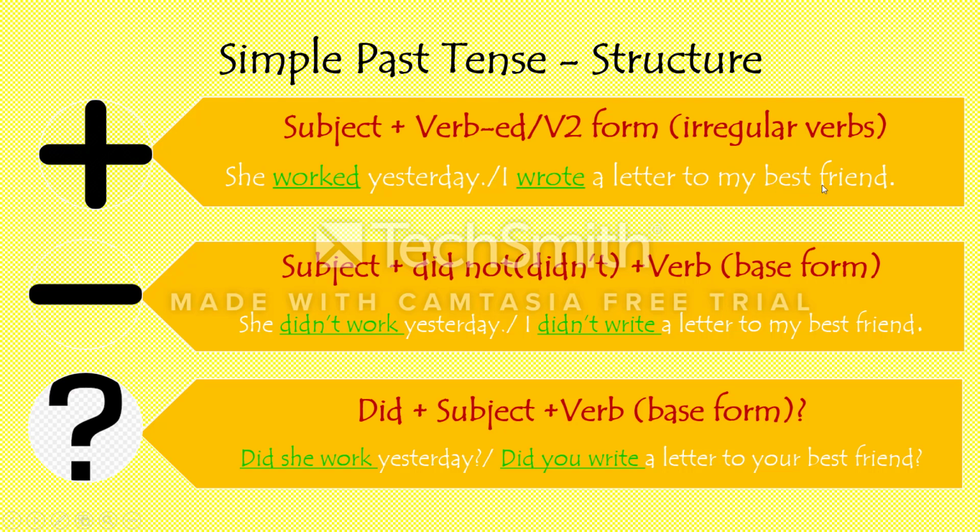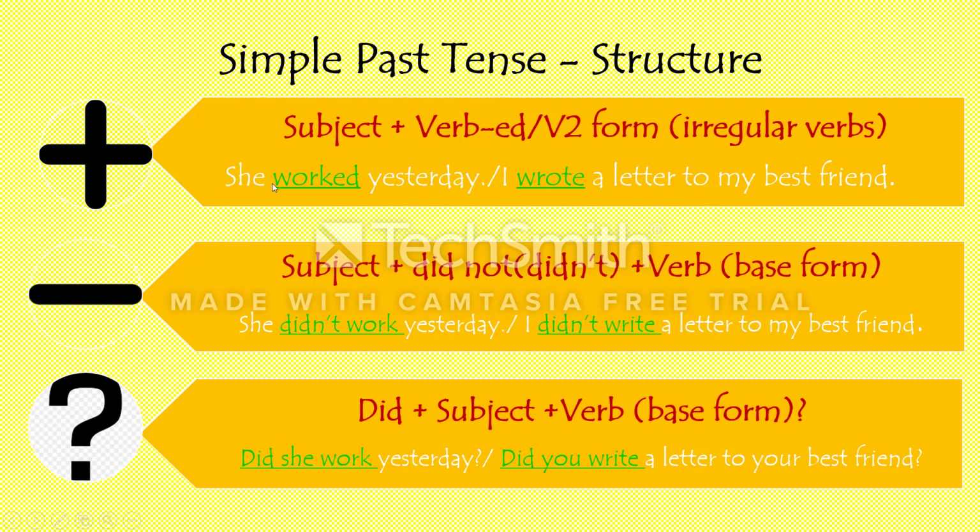I wrote a letter to my best friend. Wrote is the second column of the irregular verb write. When we are talking about negative sentences, we should write again the subject of the sentence plus did not or didn't plus the verb in its infinitive or base form. So in negative sentences we do not have the ending ed and we do not have the second column or the second form of the irregular verbs. This means that you should use only the infinitive form of the verb.